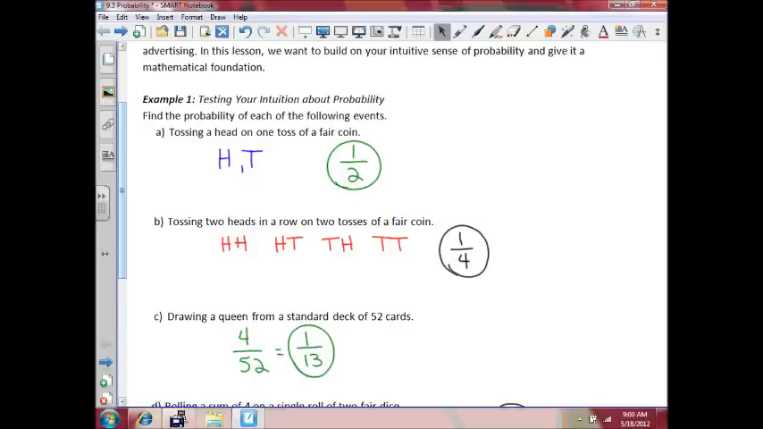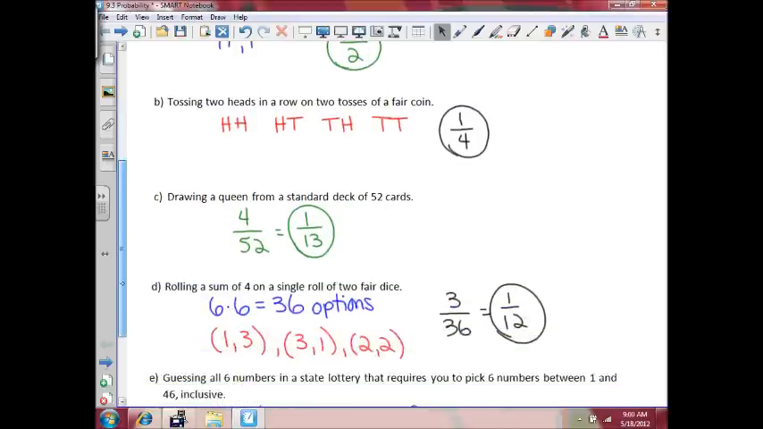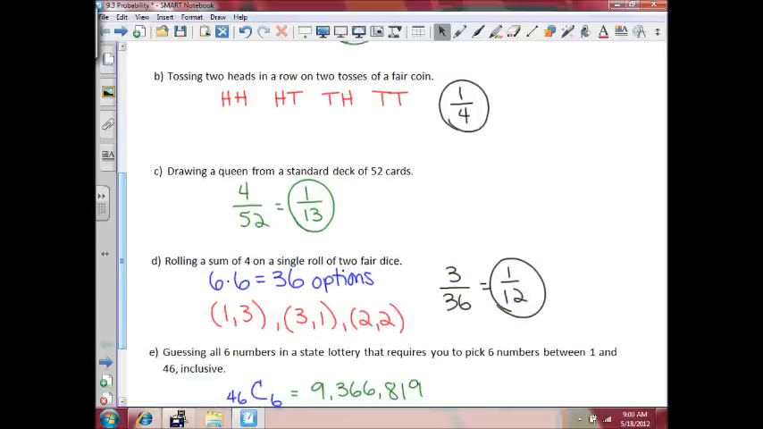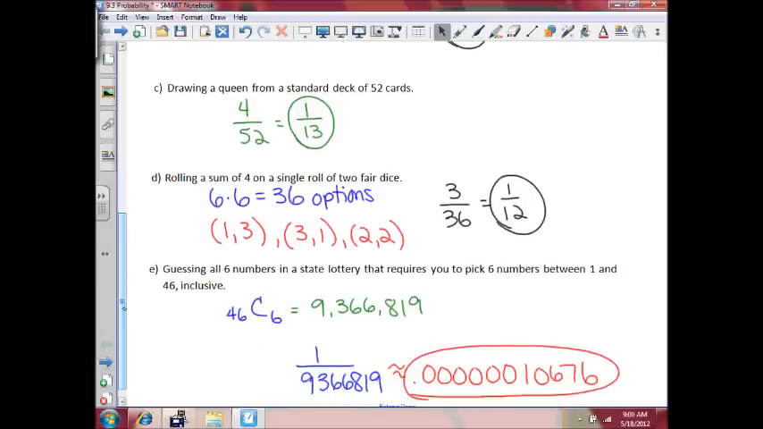Tossing 2 heads in a row on 2 tosses of a fair coin, well, what we're going to have there's 4 possible outcomes. Only 1 is the desirable outcome. In C, there are 52 possible outcomes because there's 52 cards. Only 4 are the desirable events that we want. In D, there are 36 different types of rolls that the dice can do together. Only 3 of those are the desirable event.